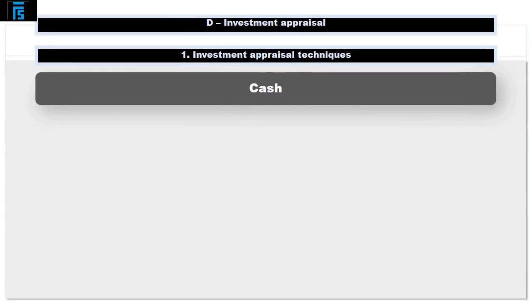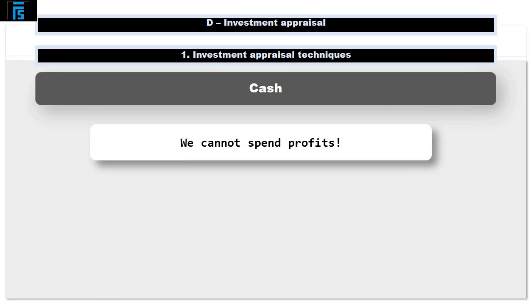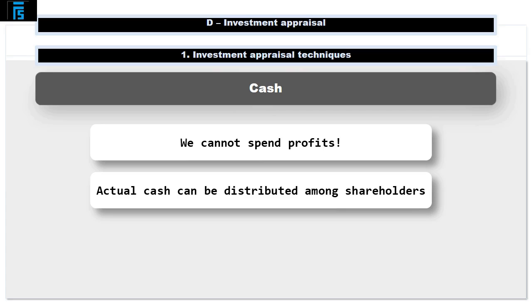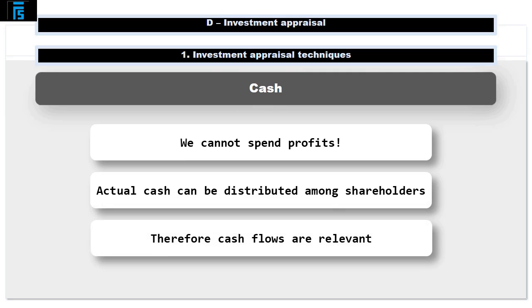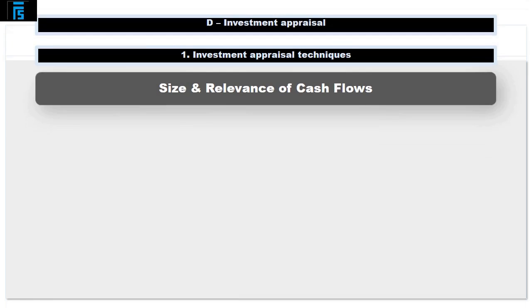Finally, let's consider the significance of the word cash. In short, you can't spend profits. We make shareholders wealthier by giving them cash. So, when the company spends cash, it is at that point that it has cost the shareholder, as we can no longer give it to them. Equally, when cash flows into the business, this makes shareholders wealthier. Hence, we focus on cash flows.